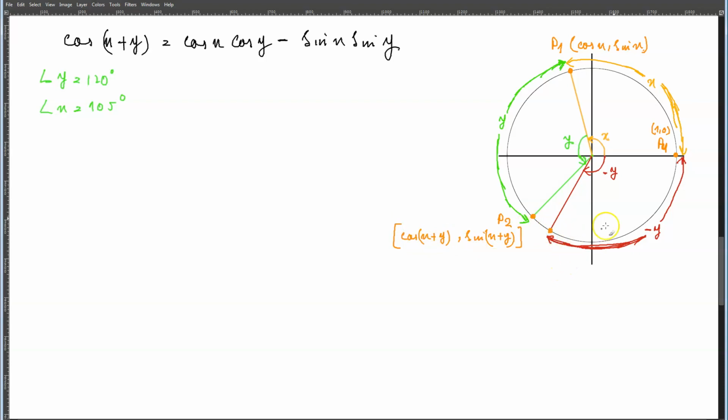Then I have another point over here, which is the angle negative y. If I call this point P3, then I can write P3 as the cos of negative y and the sine of negative y. Of course, you can call this the y-axis, you can call this the x-axis, and so on and so forth.